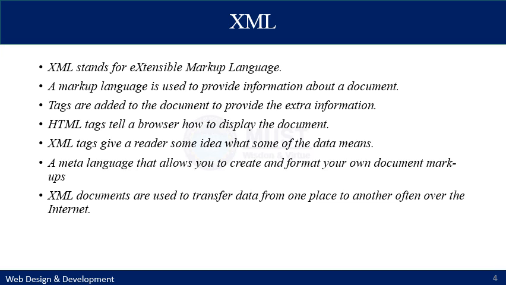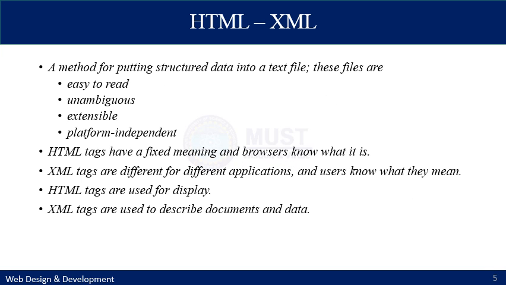XML is a metadata language that allows you to create and format your own document markup. XML documents are used to transfer data from one place to another, often over the internet. So XML and HTML are quite related to each other. However, they are slightly different. XML is a method for putting structured data into a text file. These files must be easy to read, unambiguous, extensible, and platform independent.